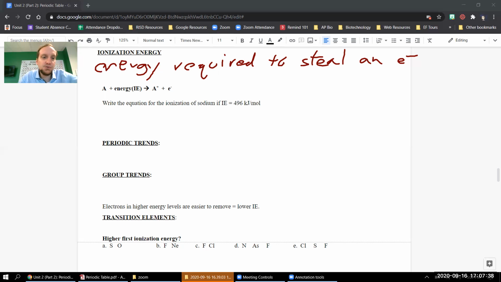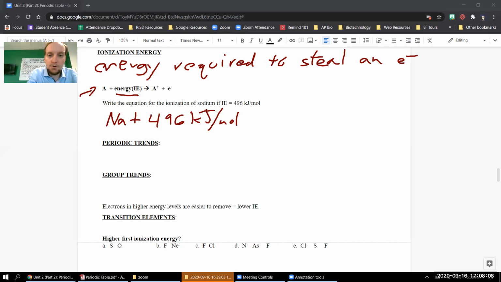The first thing they want us to do is write the equation for the ionization of sodium if the ionization energy, or IE, is equal to 496 kilojoules per mole. Okay, we're going to follow this example right here. So basically, A is our element. Sodium, the symbol for sodium is Na, not S or anything else, Na. And we're going to add the energy, again, the ionization energy, so 496 kilojoules per mole. Okay, then arrow, that means yield in chemistry, yields.